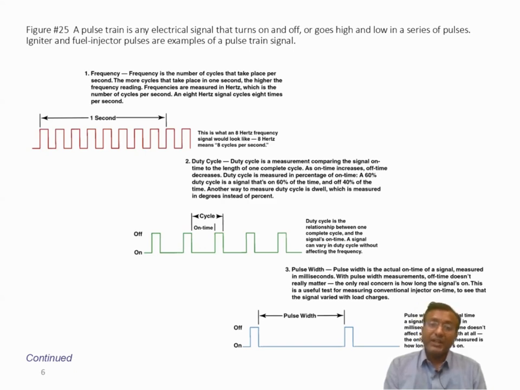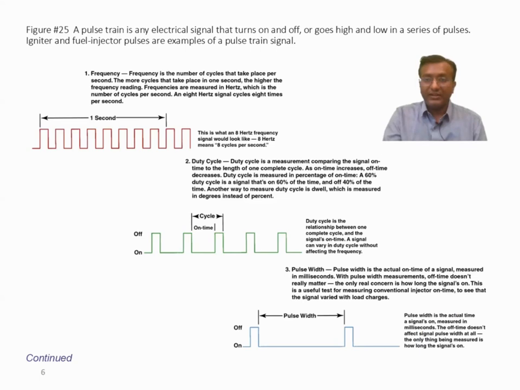Another important point, duty cycle is just a relationship between one complete cycle and the signal's on time. The signal can vary in duty cycle without affecting the frequency. Now here in this last diagram, you can see this is nothing but a pulse width. A pulse width is the actual on time of a signal and it is measured in milliseconds. With pulse width measurement, off time doesn't really matter. The only real concern is how long the signal is on.